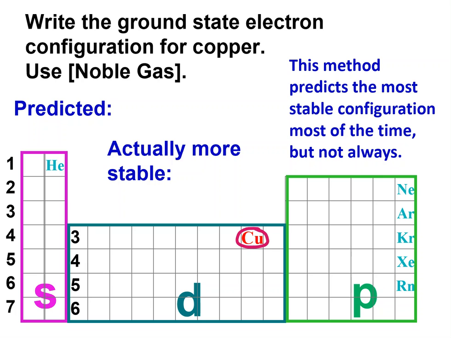And for copper, I'm going to do the noble gas abbreviation. Normally I would have gone all the way to the top and I would have started with 1s2, then I would say 2s2, 2p6, 3s2, 3p6, and so on. But I'm going to just back up to my noble gas argon, and then read from there. I'll say 4s2 and then 3d9.